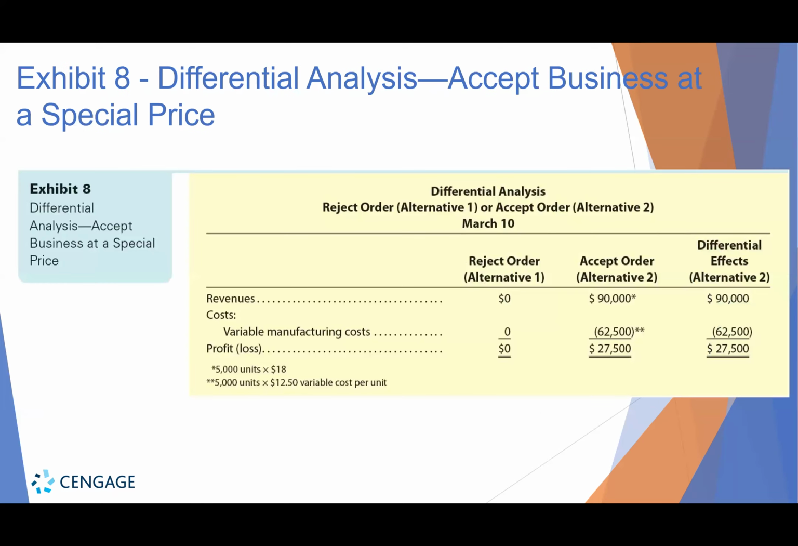So here, if we don't accept this extra 5,000 basketballs, there's no profit. But if we accept the order, we see we've got our revenues instead of at $30, they're at 18. And because the fixed cost would not be playing out in this special order, we would only have to look at our variable costs. And we'd see that overall the company would make an additional 27,500 in accepting this special order.